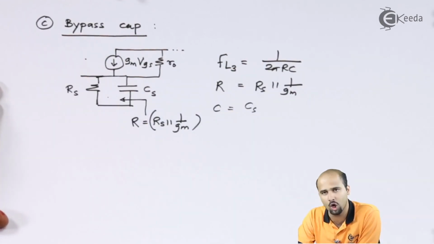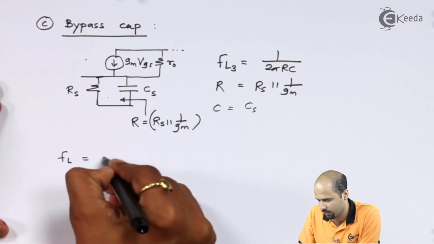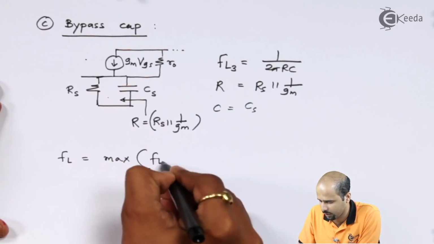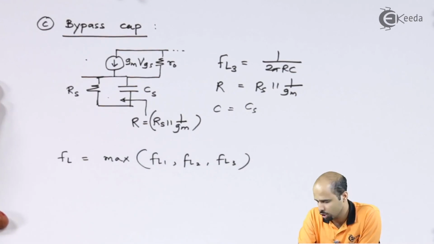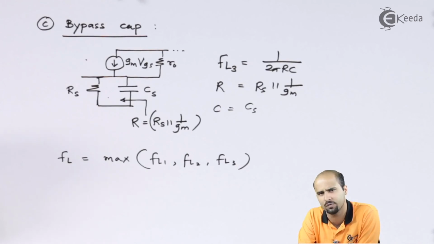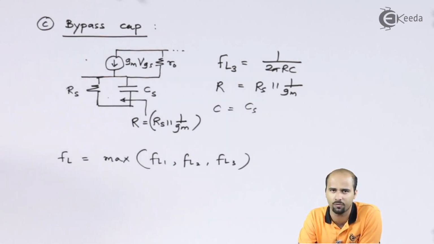So this is how we have got the values of FL1, FL2 and FL3, and your lower cutoff frequency is obviously the max of FL1, FL2, FL3, right? Out of three values of lower cutoff frequencies, we'll have to choose the exact value, which is on the higher side. So if FL2 is on the higher side, we'll have to pick FL2 as the lower cutoff frequency and discard FL1 and FL3. This is very simple to understand, the lower frequency response of the FET amplifier.